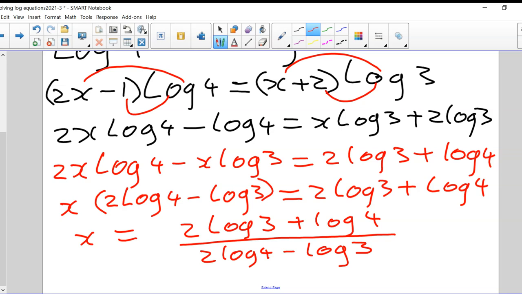Does everybody see what I just did there? I'm trying to get to that x on its own. If you're not sure, please ask me to go over it again. I have x times something else. Let me just point that out. I have x times this thing right here is equal to that. Well, how about if I just divided both sides by this 2 log 4 minus log 3? How about if I did that?